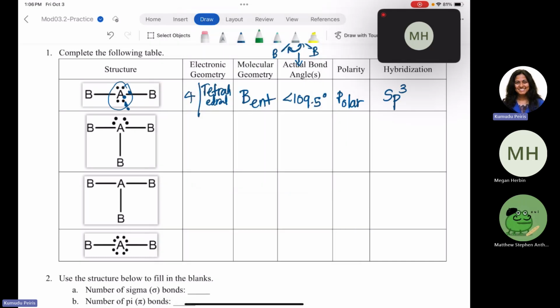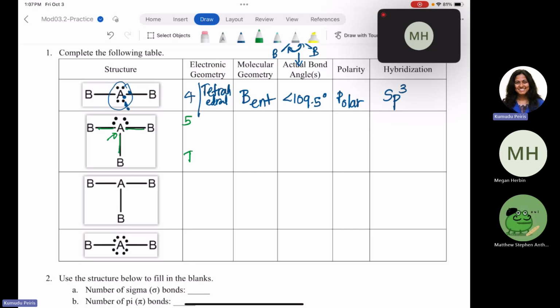Good. Now the central atom A in the next row has two unshared lone pairs and three sigma bonds. So how many electron domains do we have? Five. Five things are there. When five things are there, the geometry will be trigonal.